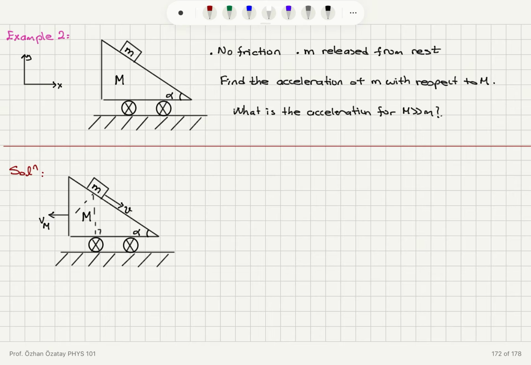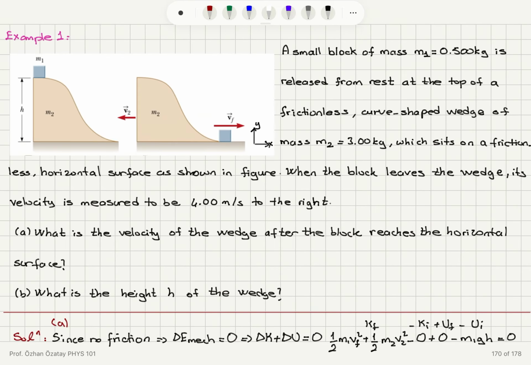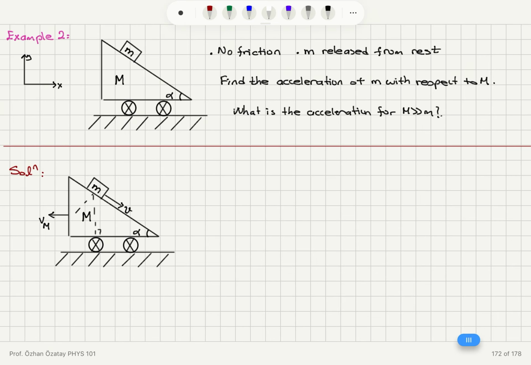So as you can see here, as m moves down, just like the previous example, this wedge will start moving to the left with a velocity v capital M, and this is actually going to accelerate. At the instant when m has a relative velocity v with respect to capital M, capital M will have a velocity v_M with respect to the Earth.